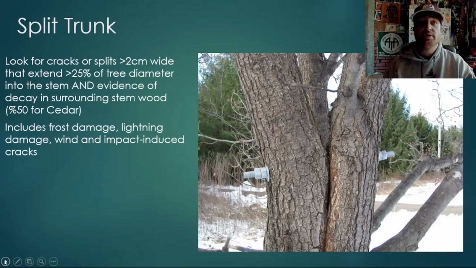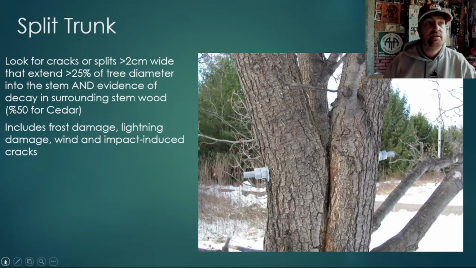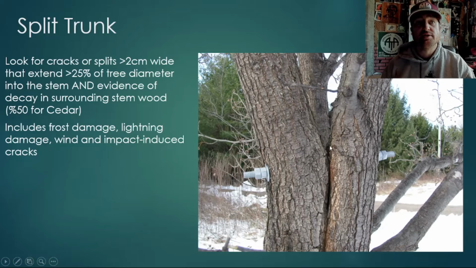Here we have a split trunk, an obvious-looking tree that's been bolted together to keep it standing, right? So here's an example of a tree that, if there weren't big bolts in it, given a strong wind, could split right down the middle. A 2 centimeter wide split, if it extends 25% of the tree diameter, with evidence of decay, especially around it, 50% for cedar. Some of that here includes frost damage and lightning strike damage. Always keep in mind, a lot of trees get struck by lightning, right? So that's something to be cognizant of.